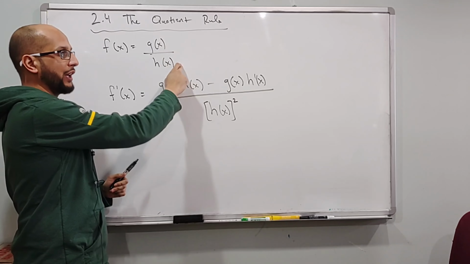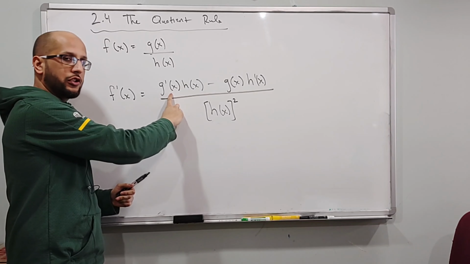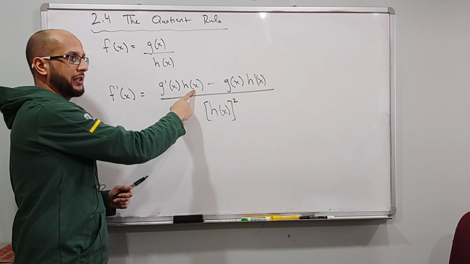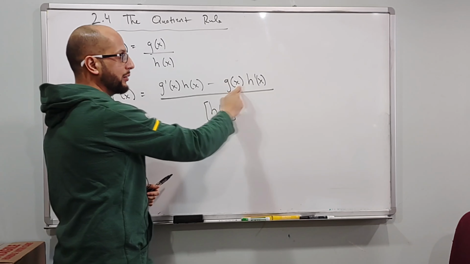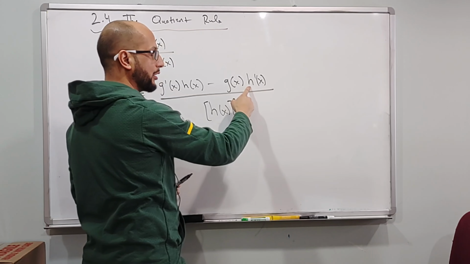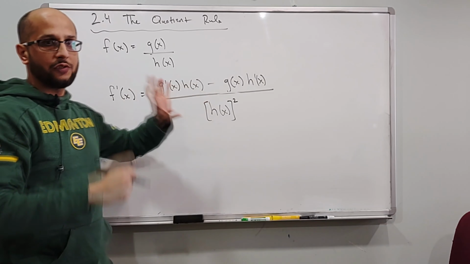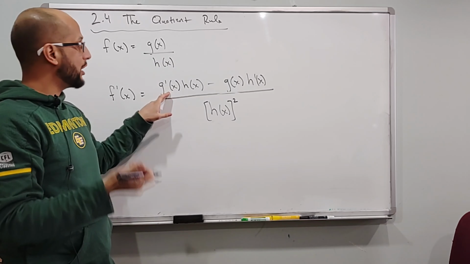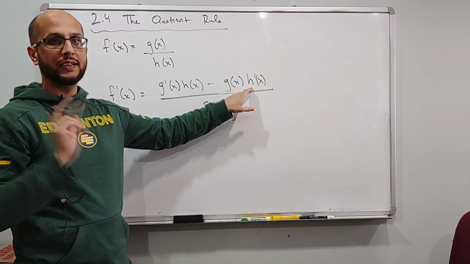You have g at x over h at x, numerator over denominator. So you take the derivative of g at x, so the derivative of the numerator multiplied by the denominator as it is, minus the original numerator multiplied by the derivative of the denominator. And then whatever the denominator is, you square it. In this case, it's very, very important to remember that you're going to find the derivative of g at x first. The derivative of the numerator first, the derivative of the denominator second.